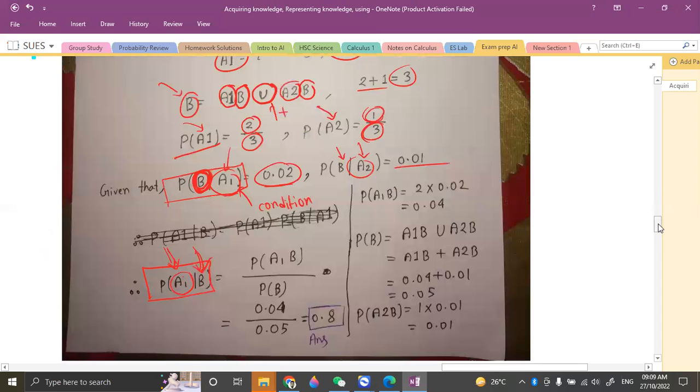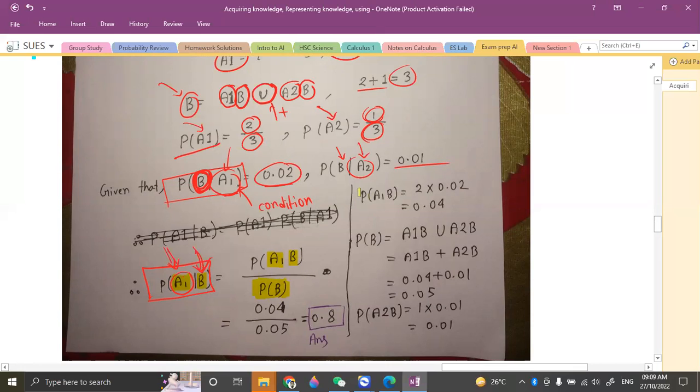And now let's see how we can find them. So this is also a conditional probability. So what we do here, according to the formula, on the upper side, we write down probability of A1 intersection B, and then we divide by the condition. So here the condition is B. So probability of A1 intersection B, and then divided by the probability of B.